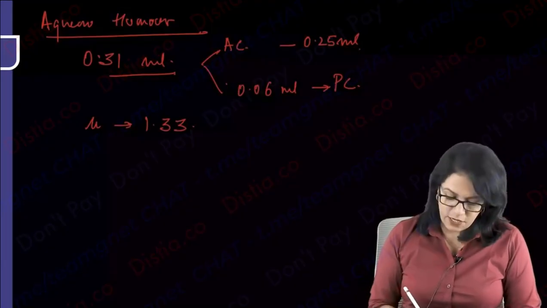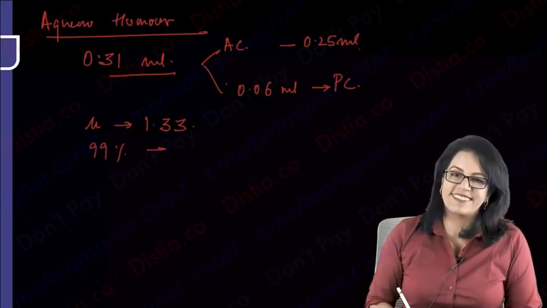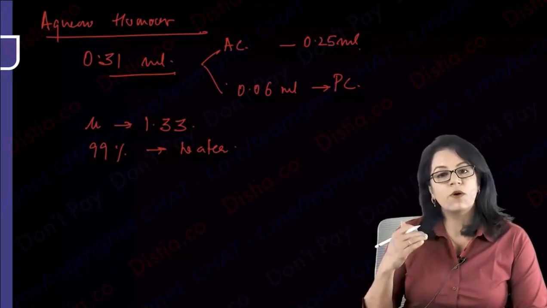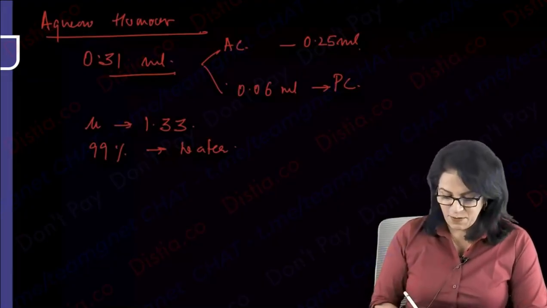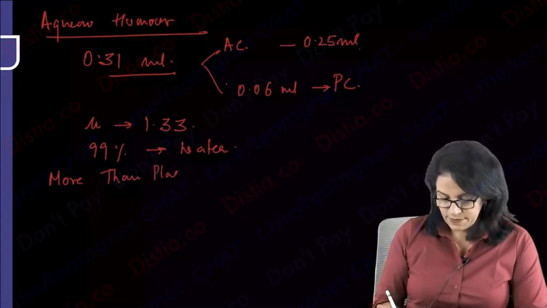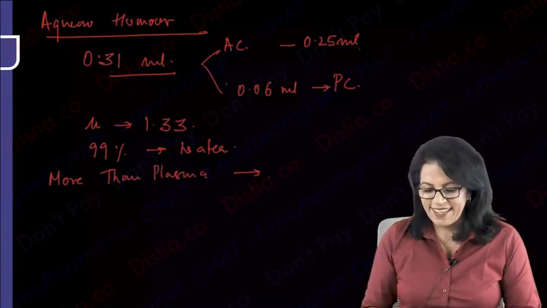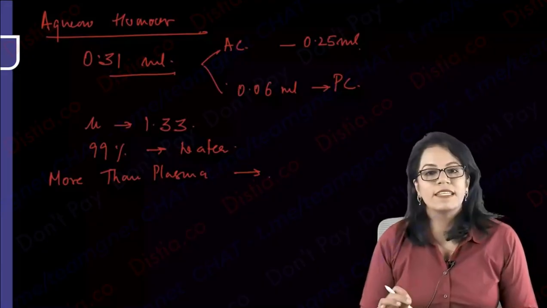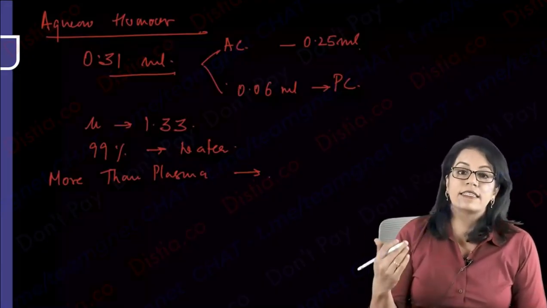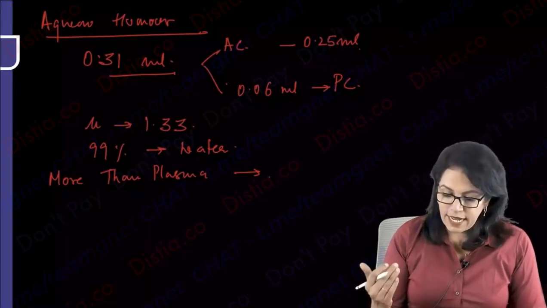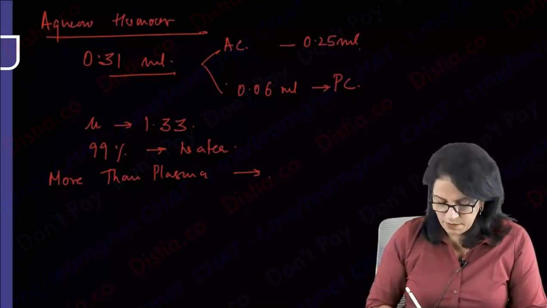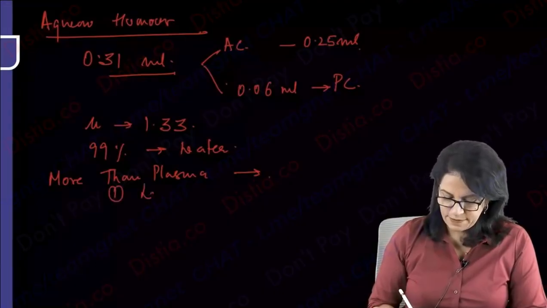What is the next important thing? Aqueous constituent, 99% is water. What we will learn next is, what are the constituents which are more than plasma? Now this can be important. So what are the things which are more than plasma in aqueous? Think yourself. When you talk about lens metabolism, you have learned with me, it is primarily anaerobic. So what happens when there is anaerobic glycolysis? It is lactic acid formation. So this lactate formation is more. That's why in aqueous, what is more than plasma? Number one we will learn is lactate.